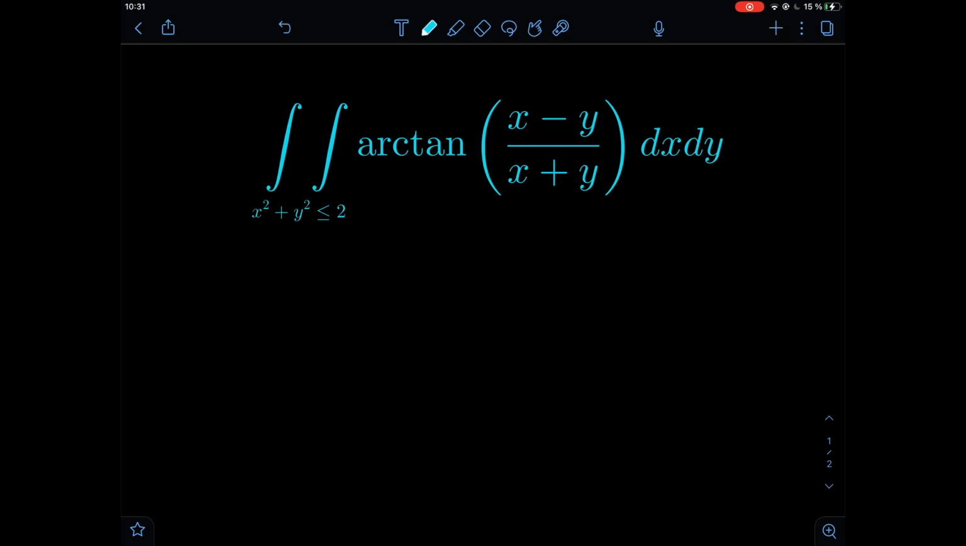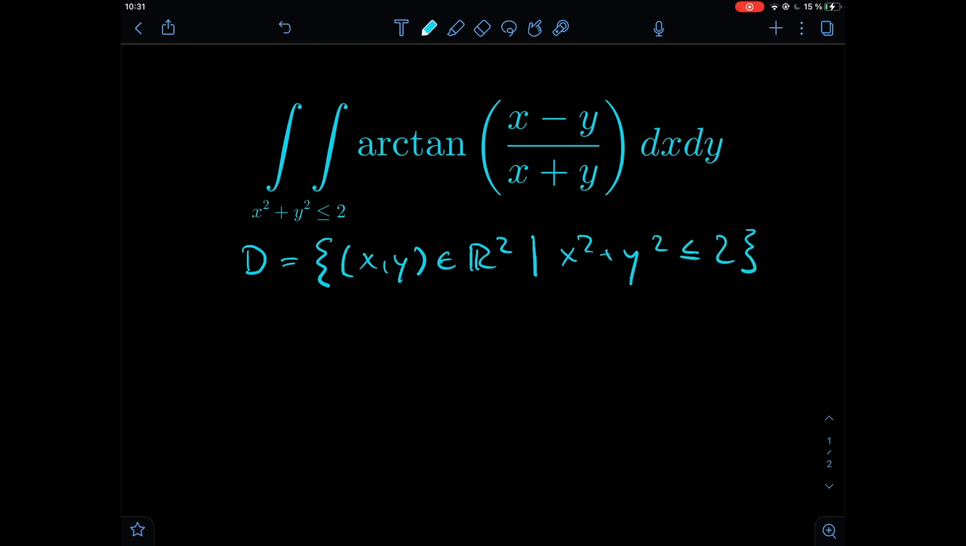And I have a very cool integral today, as you can see. It's a double integral over an area D, which is the set of pairs x, y in the R squared plane, with the feature that x squared plus y squared is smaller than 2. So basically what we're doing is integrating over a circle with the radius 2.